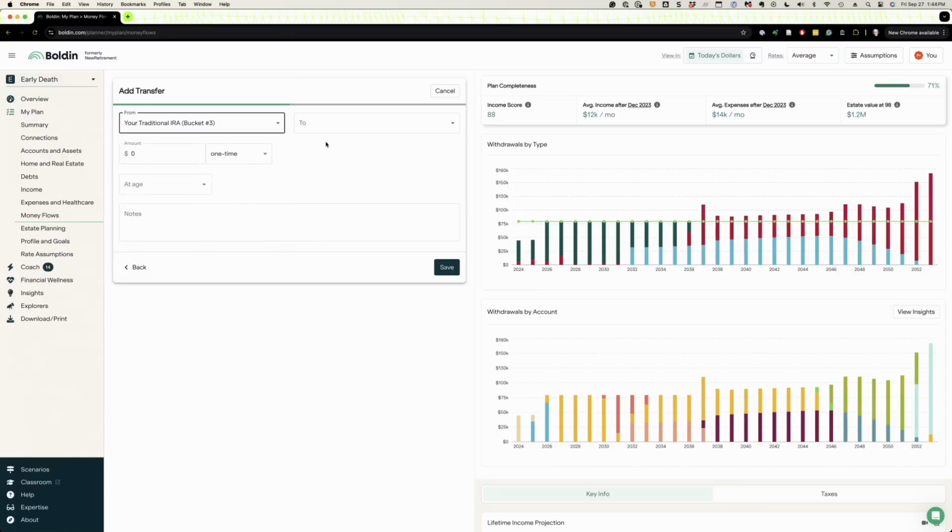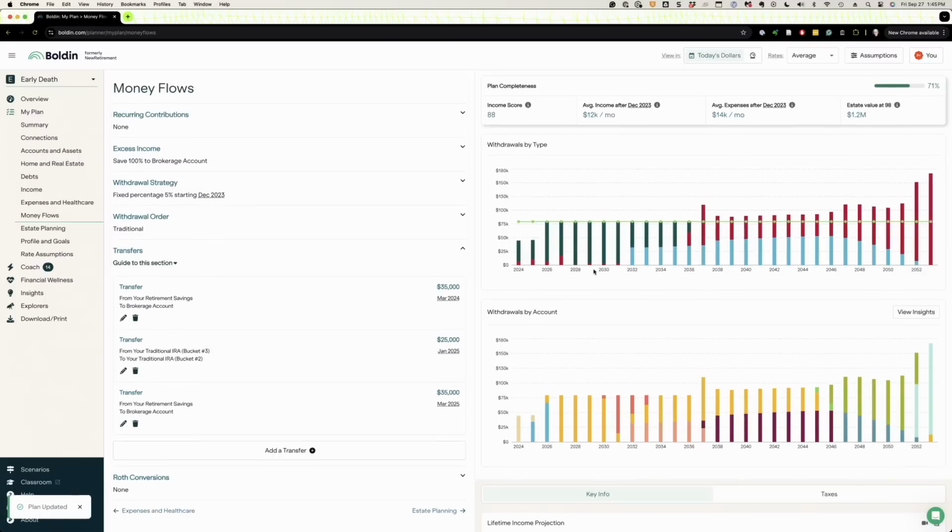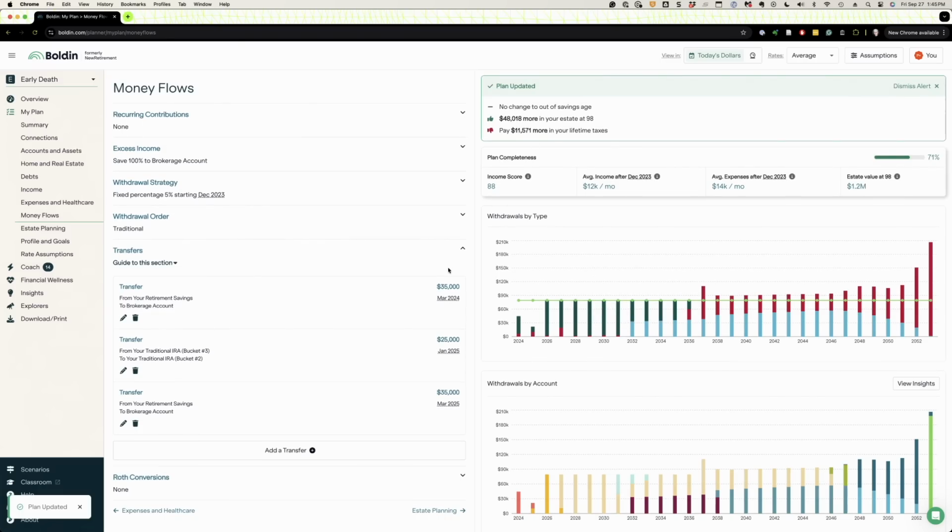There's our bucket 3 account. It's going to go to bucket 2, and we could put the amount in. It's one time, and we'll just say we figured it out, we're going to do it in January of 2025. And there you go. And it makes changes. It recalculates all your numbers, and it's very simple.